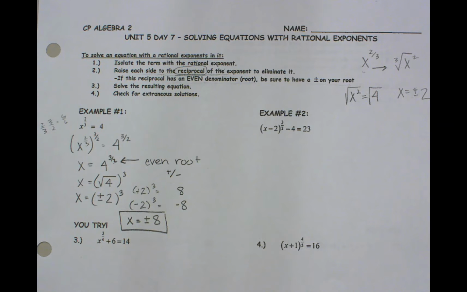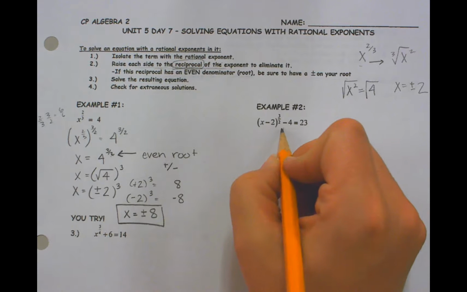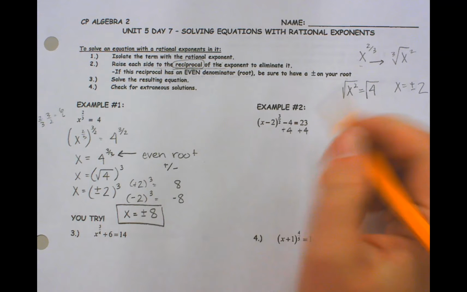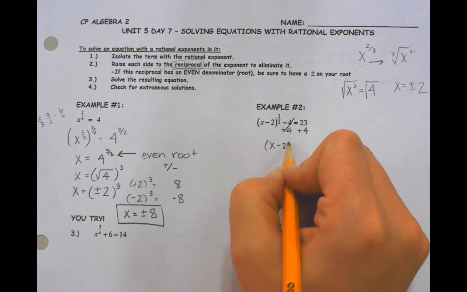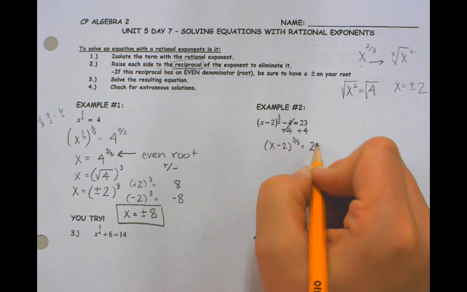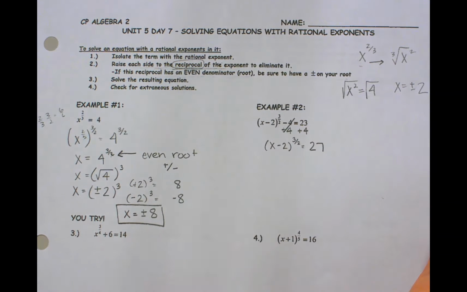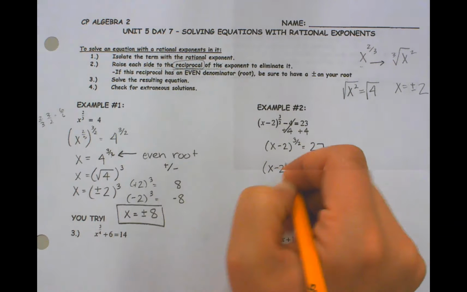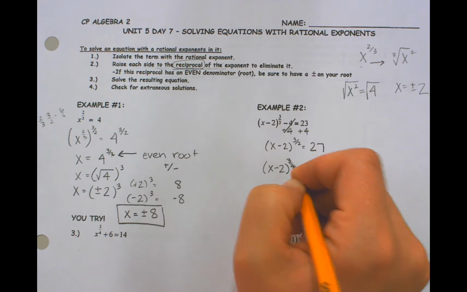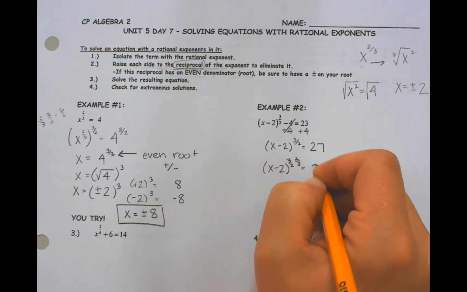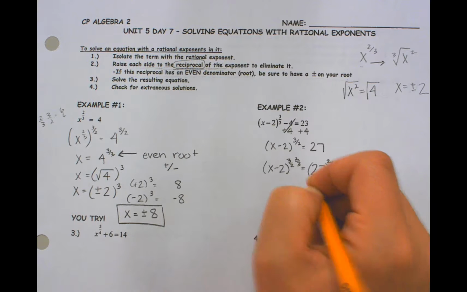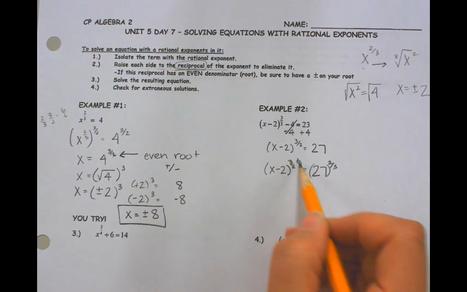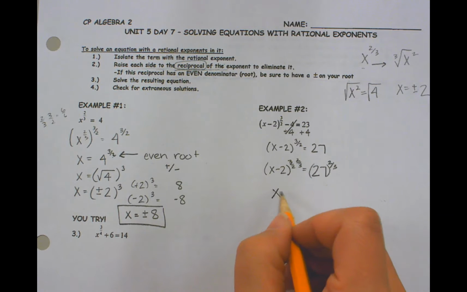So then for our next example, again, the first thing we need to do is to get the rational exponent by itself. So we would need to add 4 to both sides. So then I have x minus 2 to the 3/2 equals 27. So again, to get rid of 3/2, I'm going to raise both sides to its reciprocal. The reciprocal of 3/2 is 2/3. So then I have 27 to the 2/3 power. So then these cancel or give me 1. So I'm just left with x minus 2.